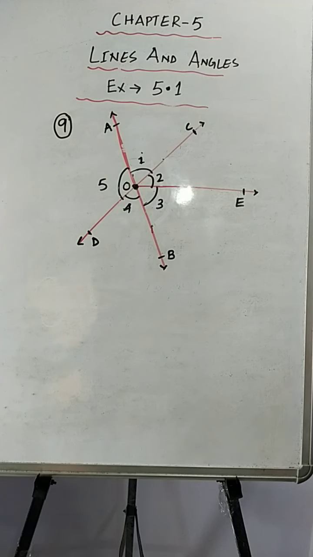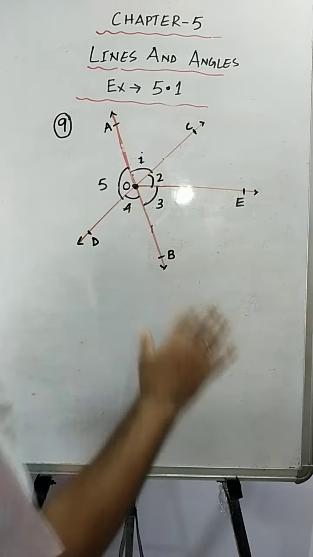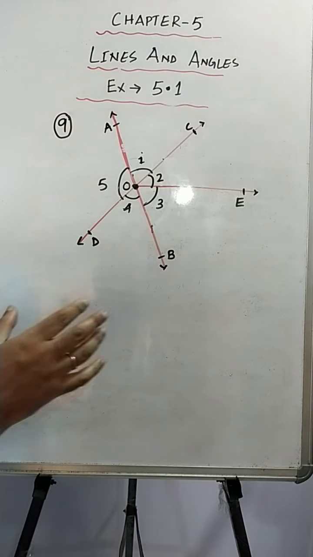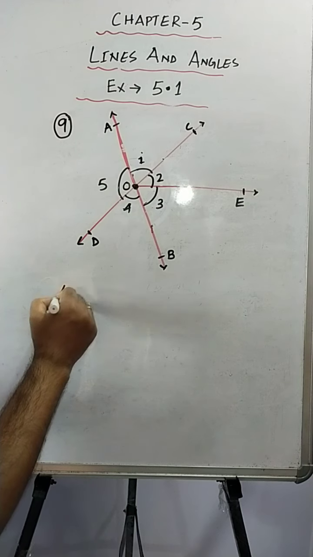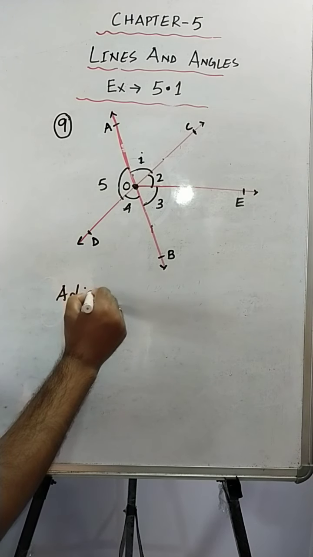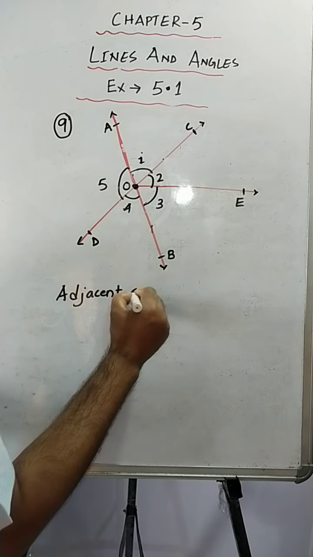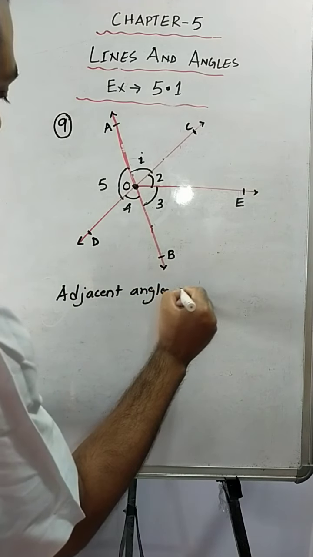Friends, now in this session I will explain question number 9 of exercise 5.1, lines and angles. Before we solve this question number 9, we have to know some definitions. The first definition that you have to know is adjacent angles, students. So write it down, all of you. Adjacent angles. So what is adjacent angles?